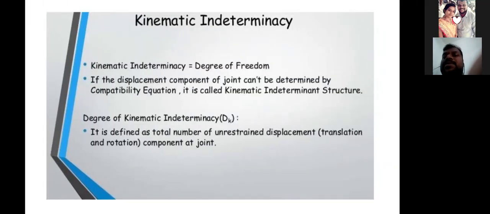Now, kinetic indeterminacy. In the examination, 100% there will be a 6 or 8 marks question asking to calculate the static indeterminacy and kinetic indeterminacy. Kinetic indeterminacy is nothing but the degree of freedom. If the displacement components at a joint cannot be determined by compatibility equations, it is called a kinetic indeterminate structure. The degree of kinetic indeterminacy is denoted by dk. It is defined as the total number of unrestrained displacements, that is, translation and rotation components of the joint. Translation means displacement; rotation is due to slope or a moment.